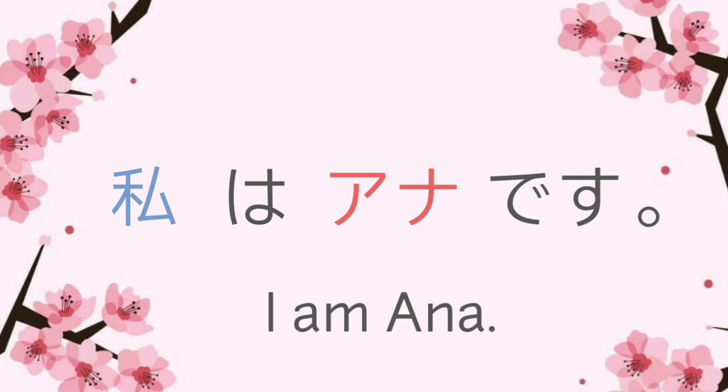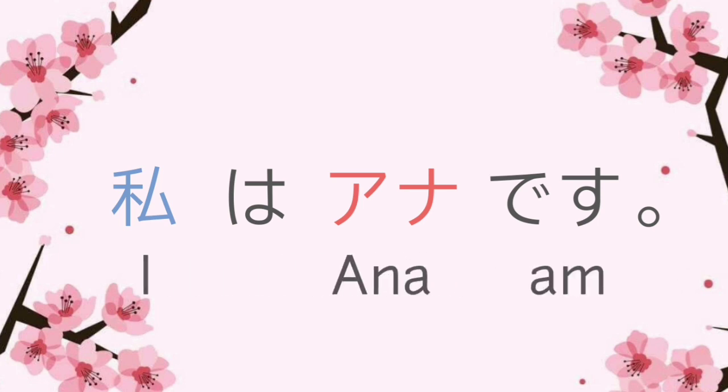Now, let's look at the sentence and see how the characters are used. Here, the blue character is the kanji, and it's read as watashi. The black characters here are the hiragana characters, and wa is the subject particle, while desu is the verb. The red characters here are the katakana characters for the word Ana. And if we are going to translate the sentence literally, it would mean I, Ana, am.